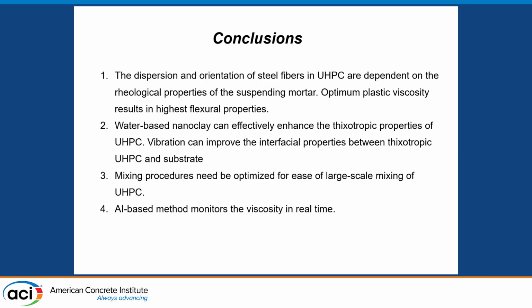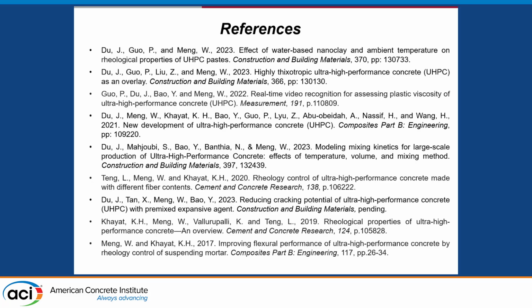So in conclusion, sorry, I'm a little long. In conclusion, we use rheology control to control the fiber distribution and to enhance the thixotropy. But with the enhanced thixotropic properties, you will need to apply a little bit of vibration to improve the bond. We also need to optimize the casting methods or procedures for large-scale production of UHPC. And we can also try to use the AI-based method to monitor the viscosity in real time. For all details of what I just presented, you can find them in our papers listed there.